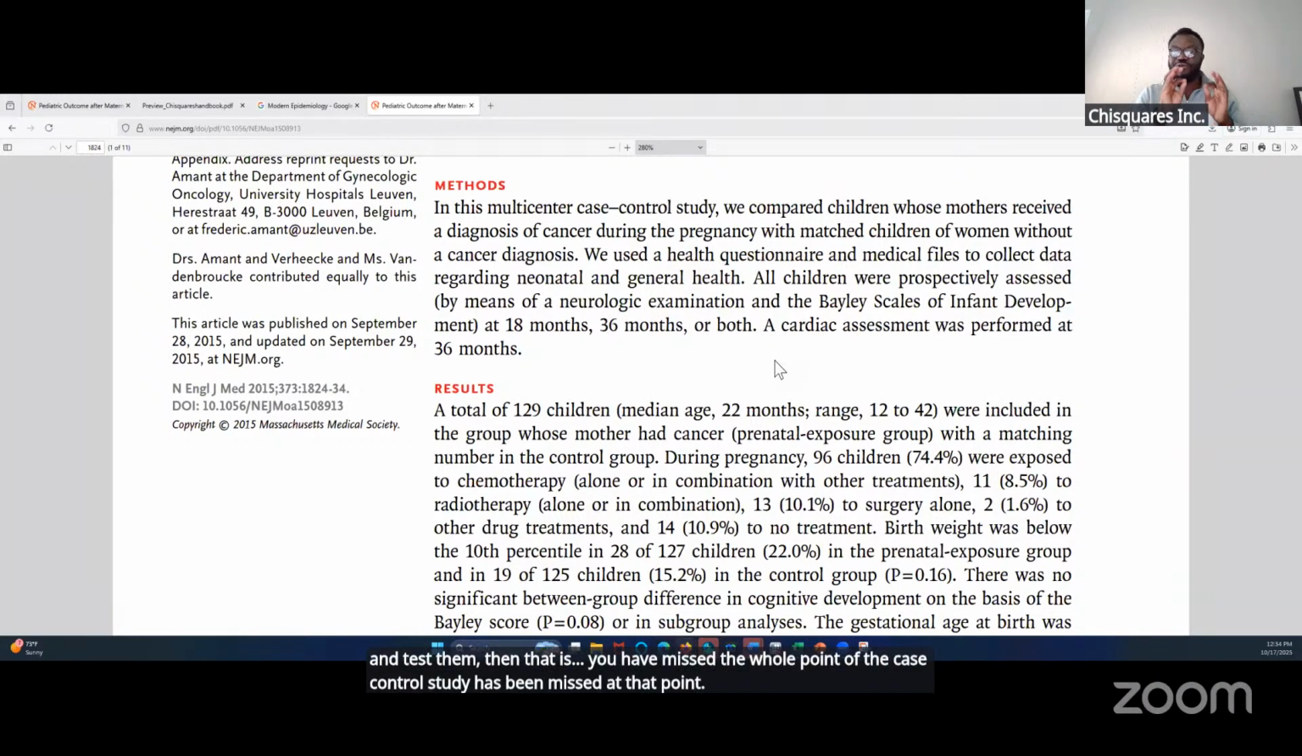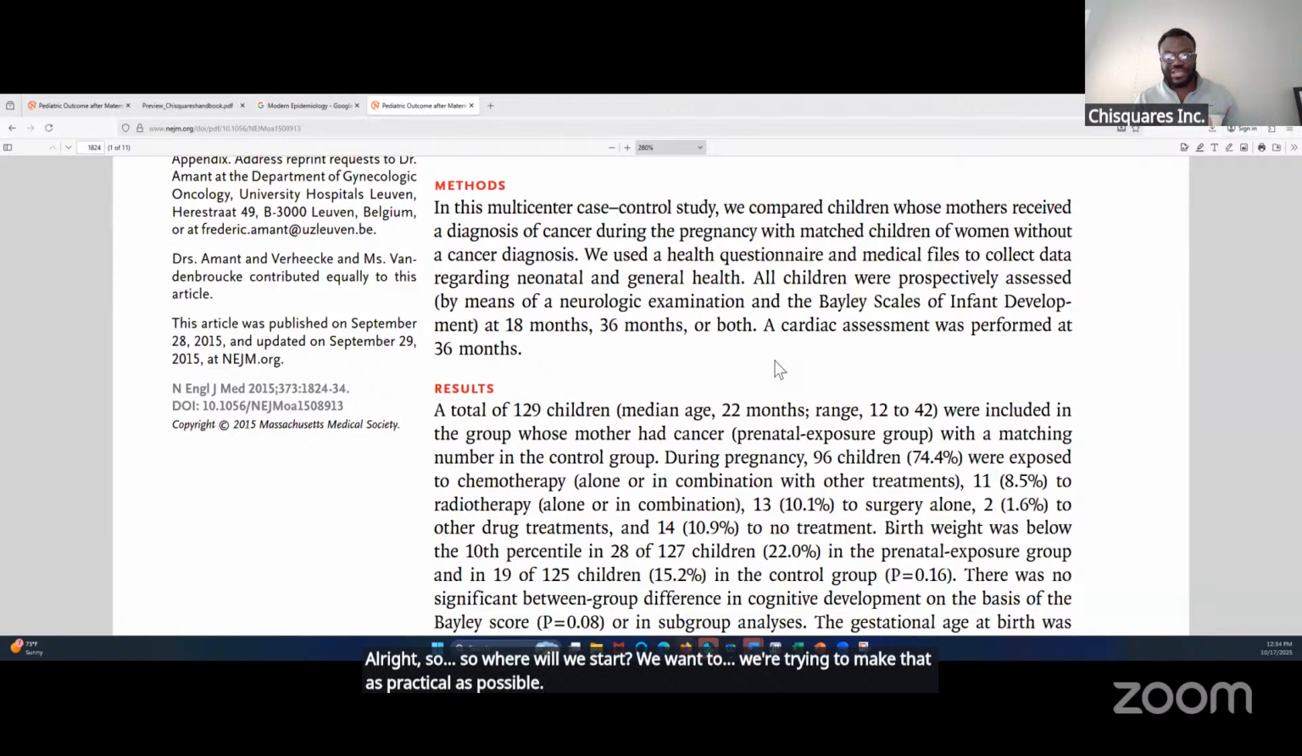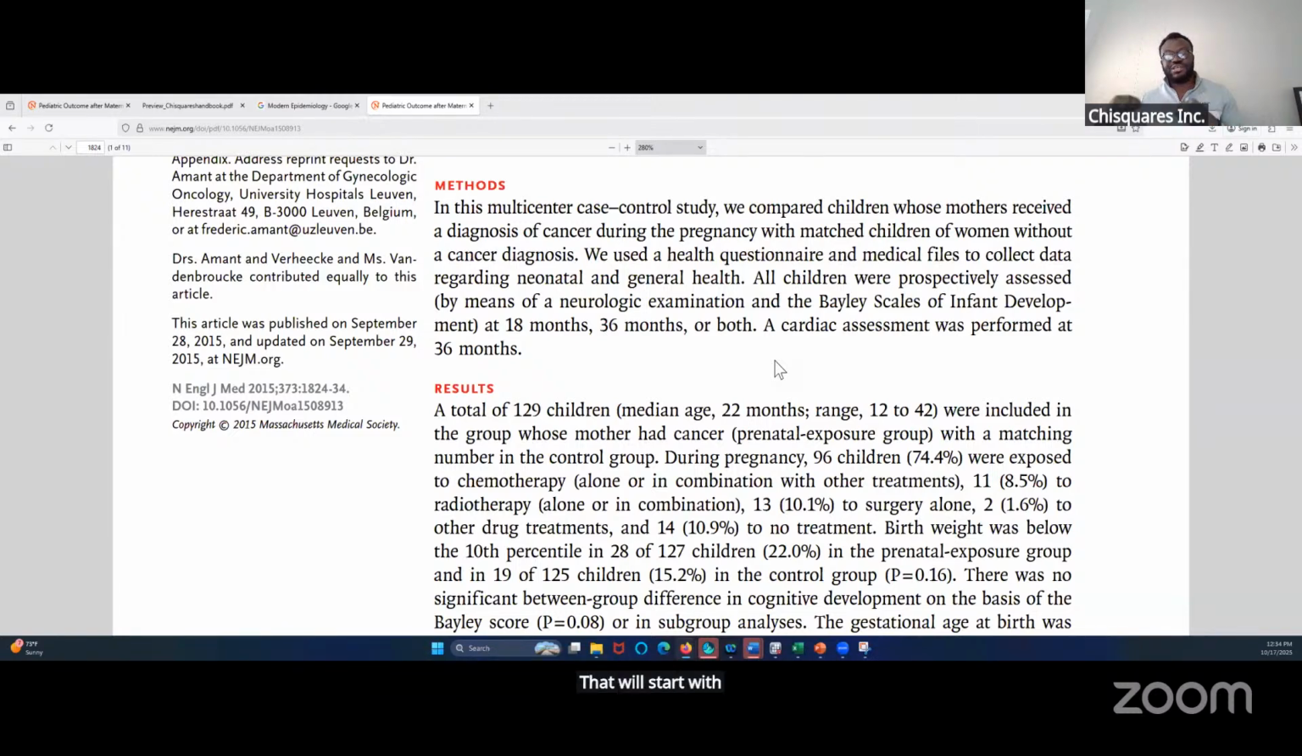All right. So where will we start? We're trying to make that as practical as possible. We have all agreed that we will start with children with neurological issues. But practically, how will you do that? So we have to collect the data from the hospitals. Okay. Thank you. Any other perspective?